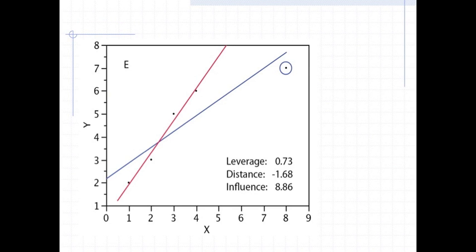This graph shows the regression line when observation E is included, the blue line with the lower slope, and when observation E is excluded, the red line with the steeper slope. As you can see, the two regression lines are very different, indicating the influence of this observation.